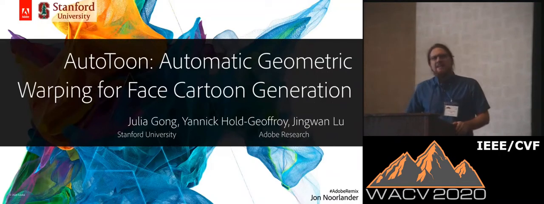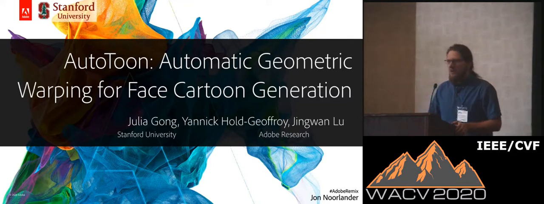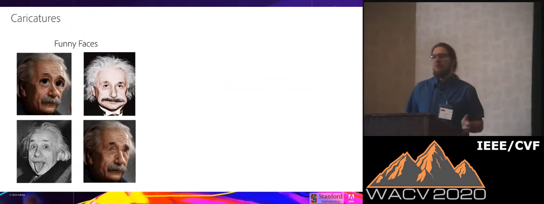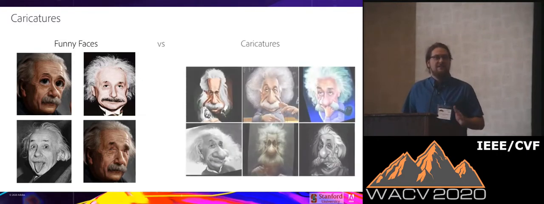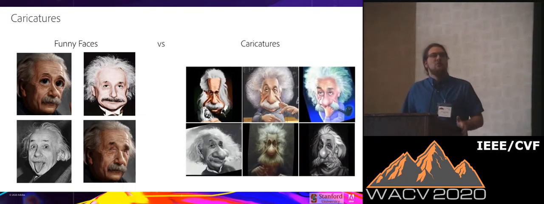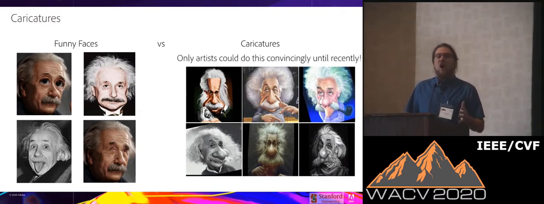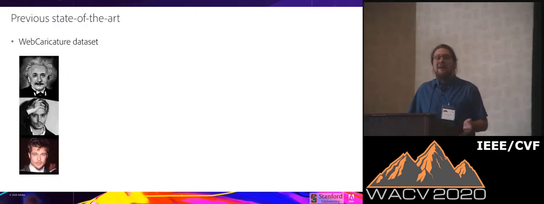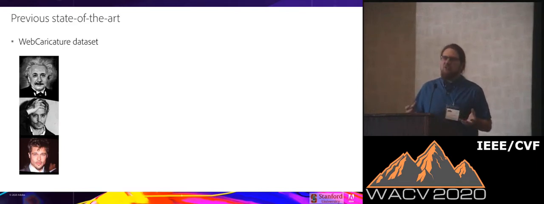Hi everyone, I'm Yannick, and today I want to talk about the work of Julia and my collaborator, Cynthia. So one thing we could do is take faces and apply random transformations, and you can get funny faces from that. However, if you want to talk about caricatures, it's completely different. When doing caricatures, you want to amplify characteristic traits from a face. And usually, only artists are able to do something like that because you need to analyze the traits of a person.